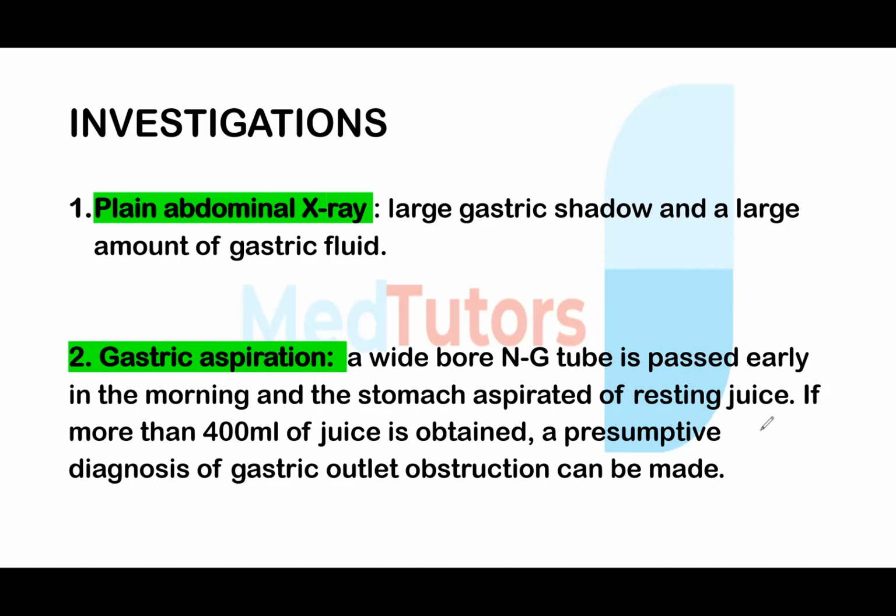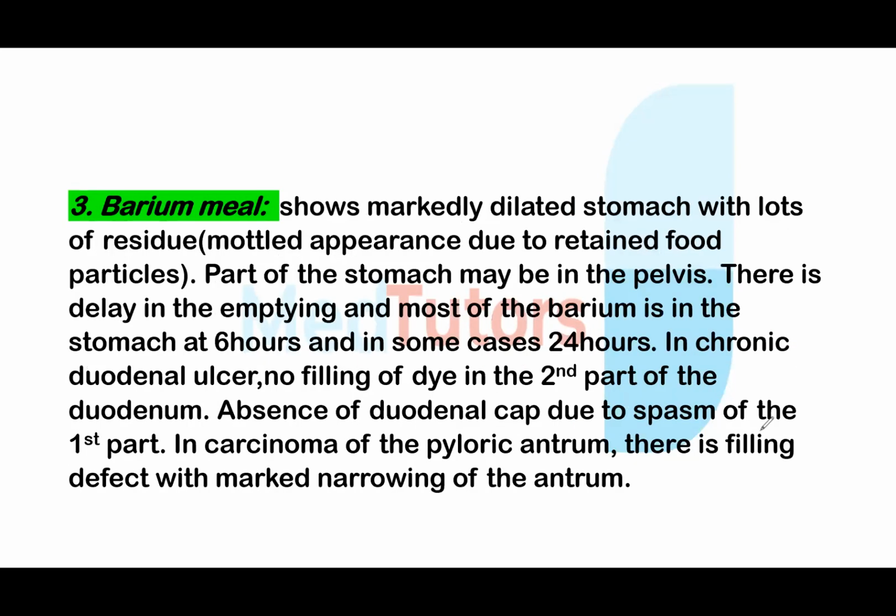Okay. Now, gastric aspiration using a wide bore NG tube, okay, is passed early in the morning and the stomach is aspirated, okay, of its resting juice. Now, if in the morning you aspirate more than 400 mils of gastric juice, okay, it's presumptive of a diagnosis of GOO, okay? Because most of the contents are supposed to move into the duodenum, especially in the mornings, okay? And now in the morning, you are aspirating more than 400 mils.